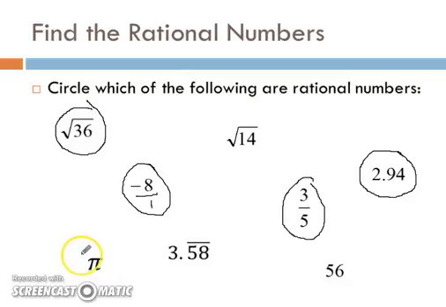Pi is not rational because it's a decimal that doesn't repeat and it doesn't stop. So pi is not rational. It is an irrational number. Here we have a repeating decimal. This is a rational number because I can write this as a fraction. And 56, I could write it as a fraction over 1, so 56 is a rational number.